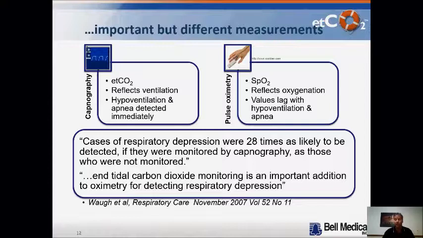Whereas with a capnography monitor, as soon as you stop breathing, there might be a delay of 20 seconds where it's looking for a breath, but you're going to get a visual clue that the patient's not taking a breath, and you're going to get an audible alarm within 20 seconds. So here's a study that says cases of respiratory depression or lack of breathing were 28 times as likely to be detected if they were monitored by capnography as those that were not monitored. End-tidal carbon dioxide monitoring is an important addition to oximetry for detecting respiratory depression.